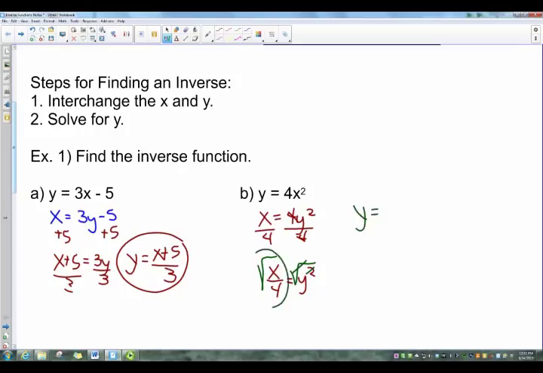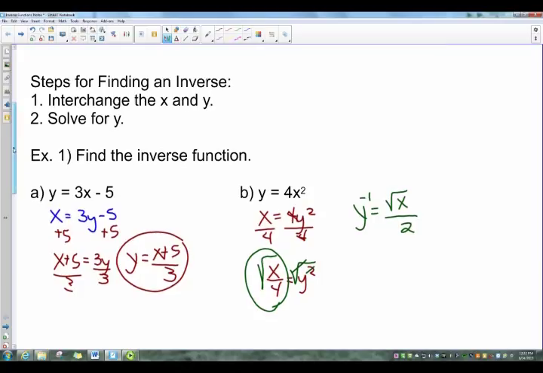Now here I can simplify a little bit. The square root of x is just going to stay the square root of x, but the square root of 4 is just 2. And so my inverse is y equals square root of x over 2. A lot of times, like I showed, you'll see that -1 there, and that is the inverse. So that's how you're going to solve these using a two-step process.